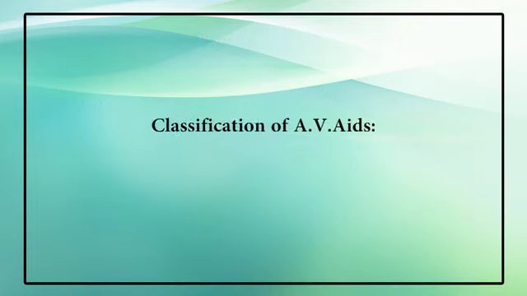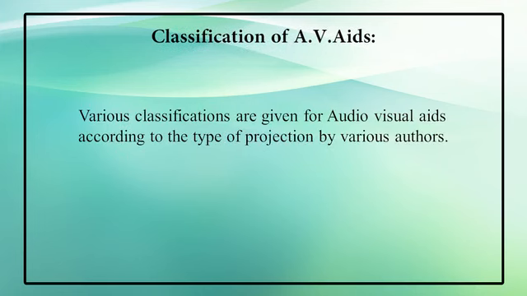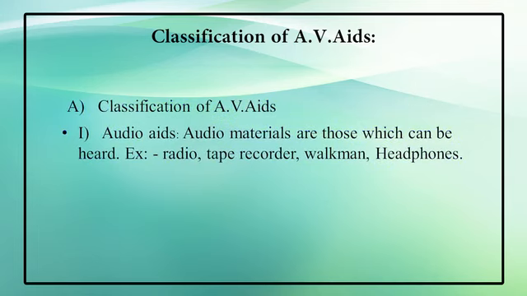Classification of audiovisual aids. Various classifications are given for audiovisual aids according to the type of projection by various authors. First, classification of audiovisual aids: audio aids. Audio materials are those which can be heard. Examples: radio, tape recorder, Walkman, headphones.